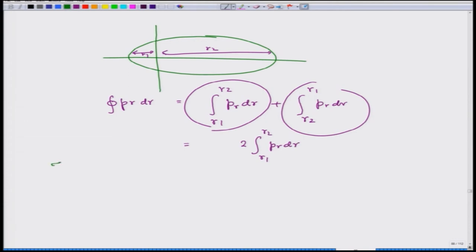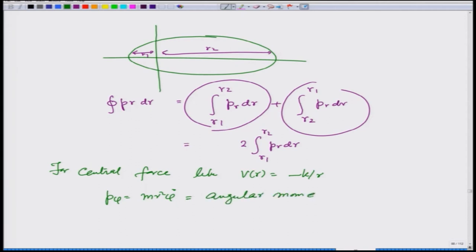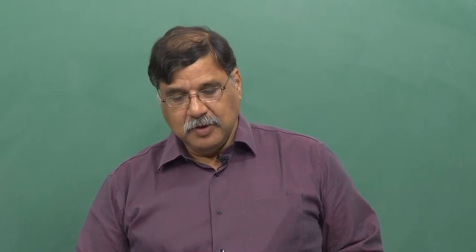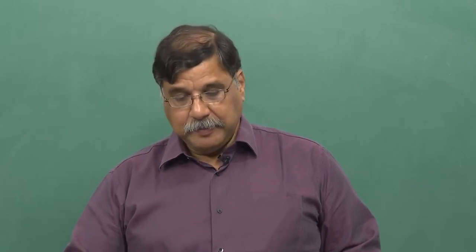On the other hand, for a central force like V(r) equals minus k over r, p_phi, which is m r square phi dot, which is nothing but the angular momentum, is conserved. This quantity is conserved, and therefore, p_phi is going to be a constant for a central force. So, now we are ready to apply all that we have done so far to calculate energy levels of the system, doing a motion in a plane or in a planar orbit in a Coulombic field, and that should give us the same answer as the Bohr model.